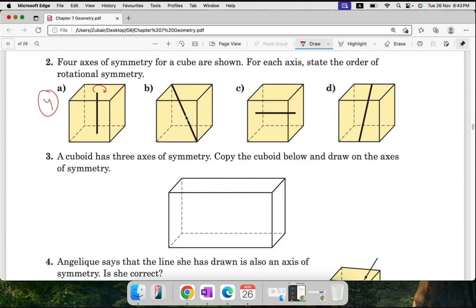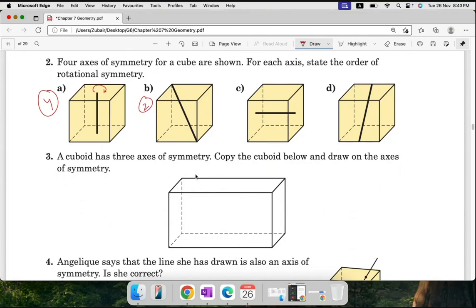Now, this is the axis. We cannot move the axis, but we can rotate. I can grab this point and rotate. So how much is the order of rotation for this case? Two. This is 2, that's right.